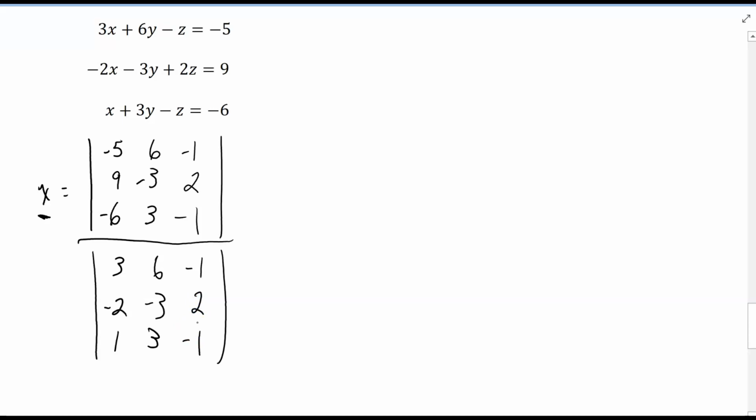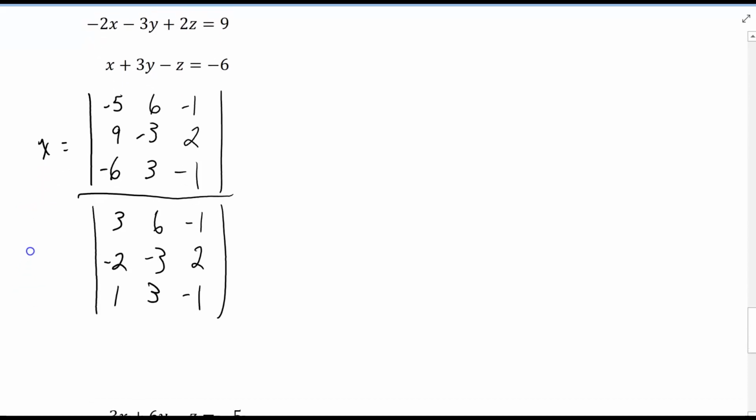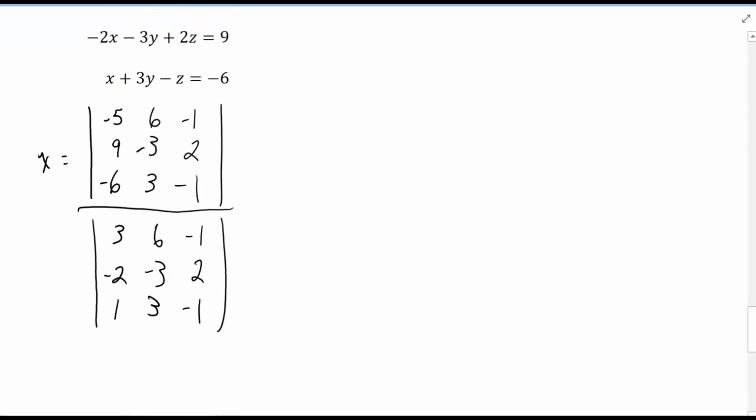Now, we're going to solve this by using method number 1. Then we'll do y by using method number 2. Okay, hopefully I have enough room. I need to multiply -5 times -3 times -1. It will be a -15.